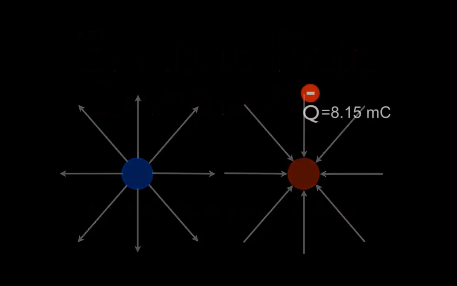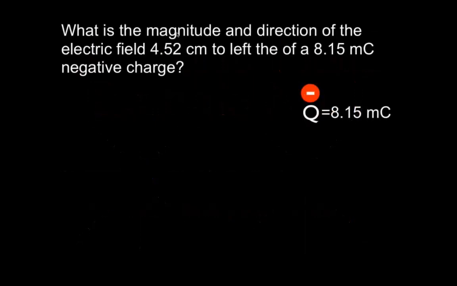So let's get started. The question is, what is the magnitude and direction of the electric field if we're 4.52 centimeters to the left of this charge, which is a negative charge and has a magnitude of 8.15? Okay, so I'm going to try and pause these so you can try and solve these as you go through.